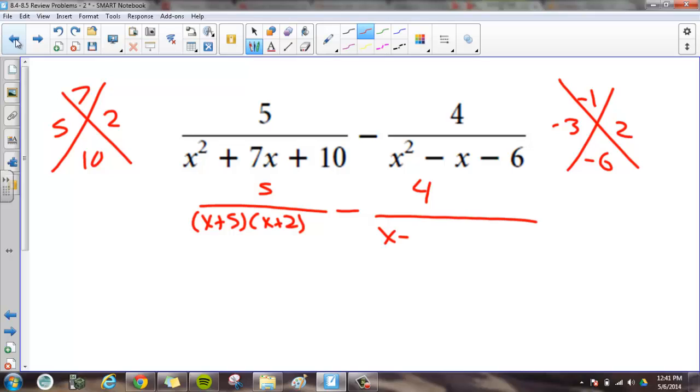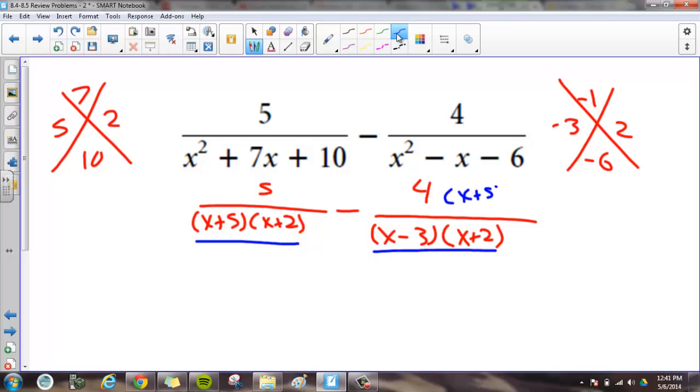Okay, and then we're subtracting a 4. We're going to factor this bottom. Negative 6, negative 1. That's 3, 2, negative. So 4 over (x minus 3)(x plus 2) right there. Okay, so that's how you do that right there.